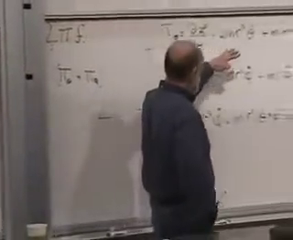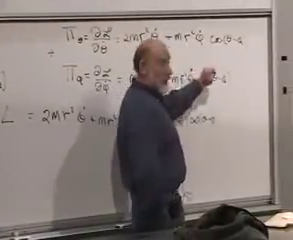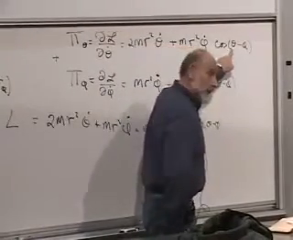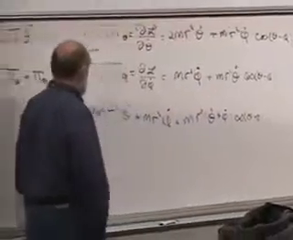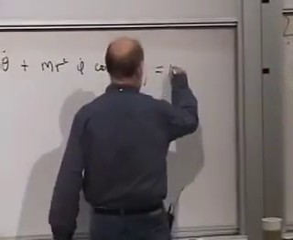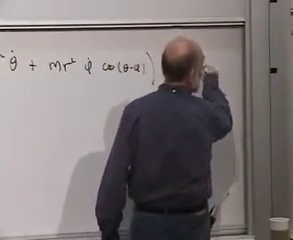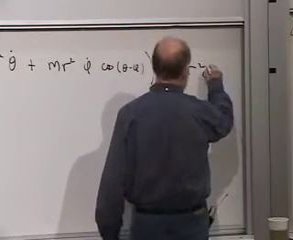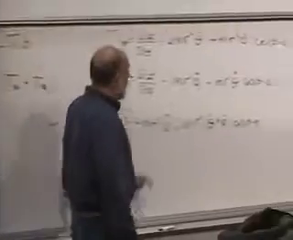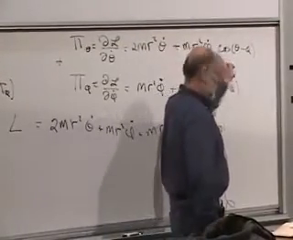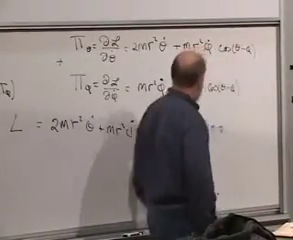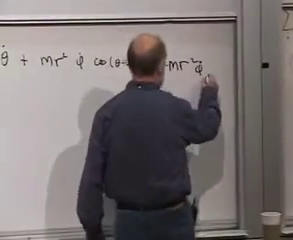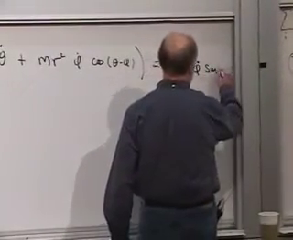And the other thing, which is here, is the right-hand side, which is the derivative of the Lagrangian with respect to theta, and that just equals mr squared phi dot, and then the derivative of cosine with respect to theta just becomes minus sine of theta minus phi.